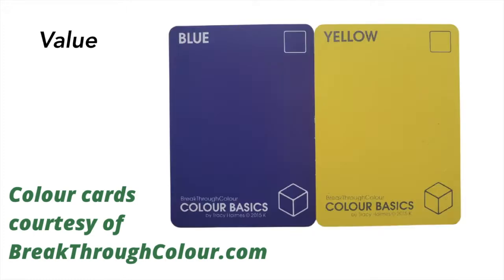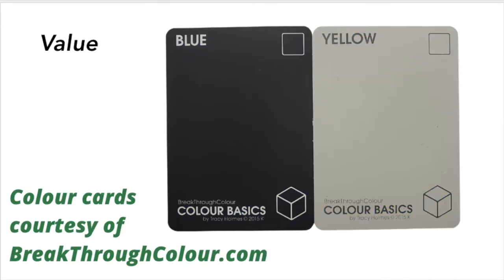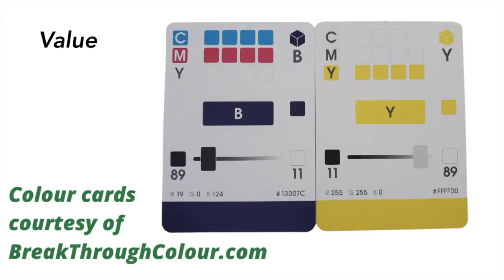Value refers to the lightness or darkness of a color. A strong blue has much more color value than a pure yellow, and when I convert the image to black and white, you can see that the blue is nearly black, while the yellow has the color value equivalent of a light gray. While hue is circular like the color wheel, value is linear, as in these value scales toward the bottom of the card.